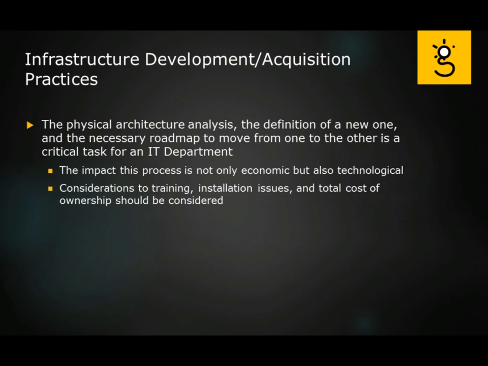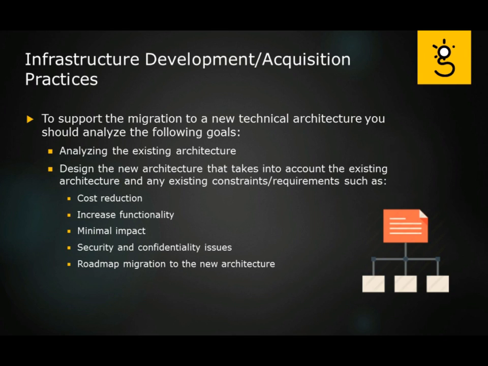You should have considerations about the training, the installation issues, and the total cost of ownership as a part of what you look at. To be able to support the migration to a new technical architecture, you should look at some of the following goals. Number one, was there an existing analysis of the architecture as it is today? Is there a design for the new architecture that takes into account the existing architecture and any existing constraints or requirements, such as cost reduction, increased functionality, having as minimal an impact as possible, any security and confidentiality issues, and is there a roadmap for the migration to the new architecture?